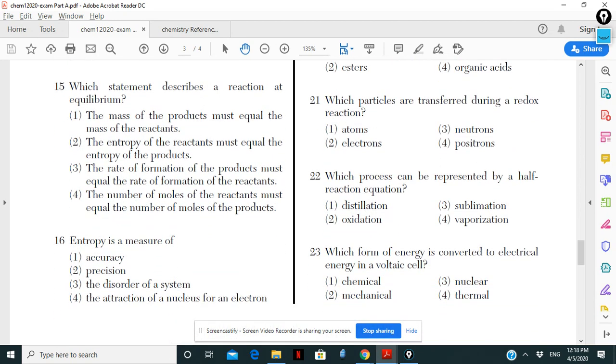Question number 15. Which statement describes a reaction at equilibrium? At equilibrium, we say the forward reaction rate equals the backward reaction rate. The mass, I don't talk about mass. The entropy fraction must equal, no. The number of moles, no. But the rate, so the answer is the rate of formation of the products must be equal to the rate of formation of reactants. So for 15, the answer is 3. Okay, in entropy, we talk about randomness. Accuracy, no. Precision, no. The disorder of the system. So 16 is 3, randomness.